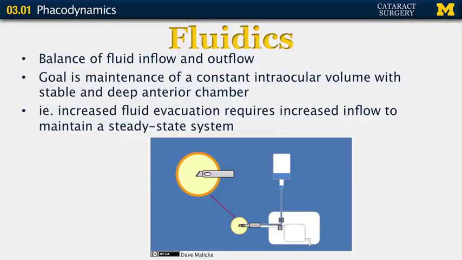So let's talk now about fluidics, and we've defined this previously as the balance of fluid inflow and outflow from the eye. And our goal of fluidics is to maintain a constant intraocular volume with a stable and deep anterior chamber so we can efficiently remove the nucleus in the cataract. So it follows from this that if we remove fluid at an increased rate from the eye, we have to balance it by an increased inflow to maintain this steady state system, which is the goal of fluidics.